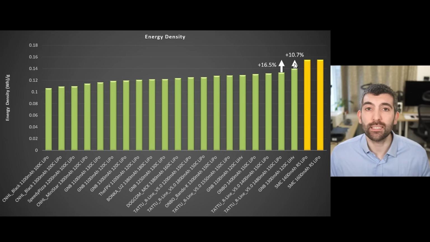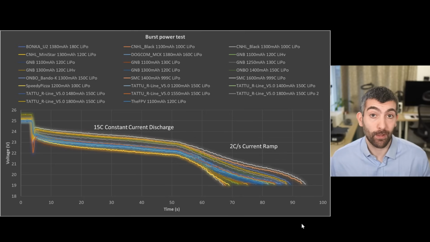They're about 10.7% better than the best lithium high volt pack, which is the GMB 1300, and about 16.5% better than the best standard LiPo I've ever tested, which is the Tattoo R-Line V5 1480. I mean, they really are sitting out there in a class of their own here. Now let's look at the burst power test results.